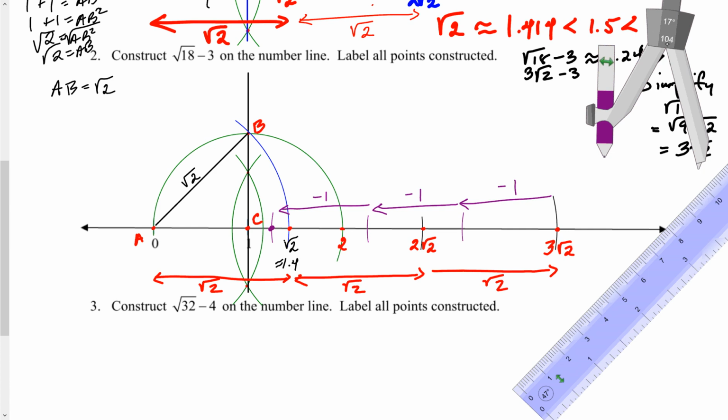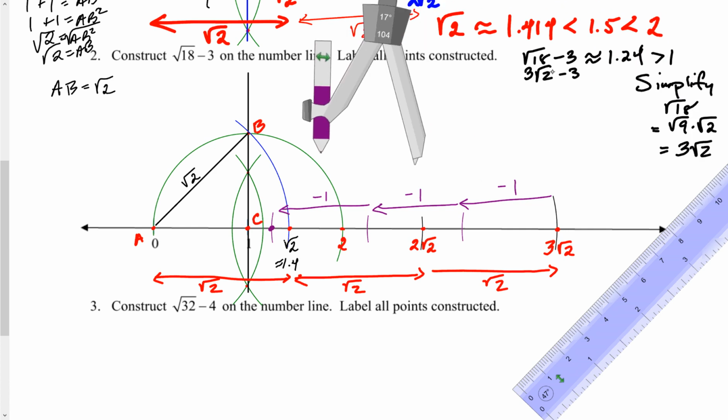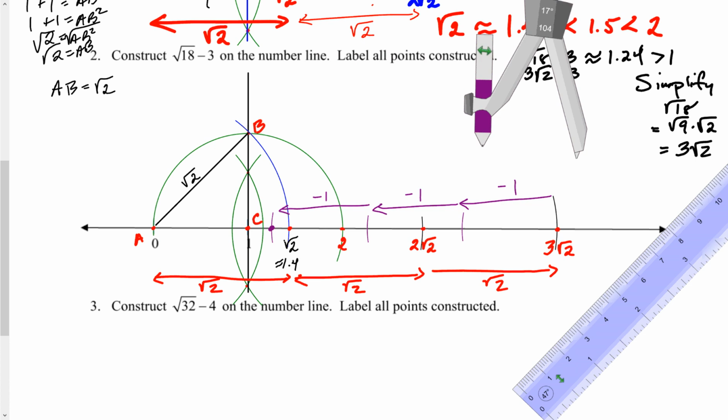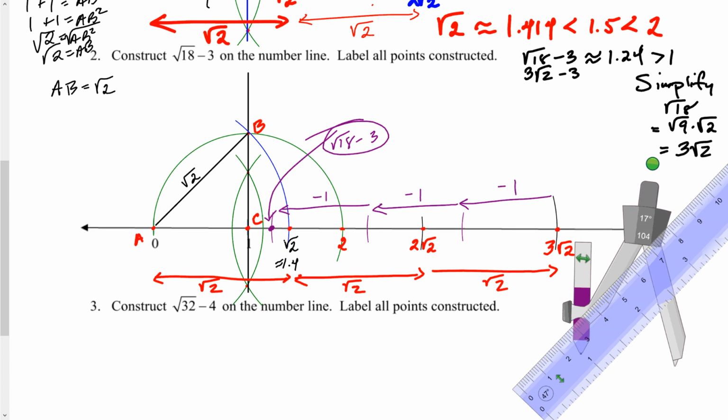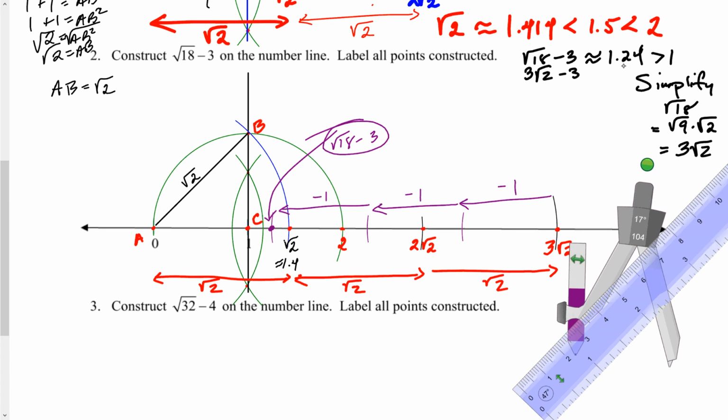Now, the original number, if you recall, root 18 minus 3 is approximately 1.24, which is less than 1.4 and greater than 1. So my construction makes sense. Let's write down our result. This point right here that I found is the square root of 18 minus 3. There's my goal. It makes sense because the square root of 18 minus 3 is 1.24.